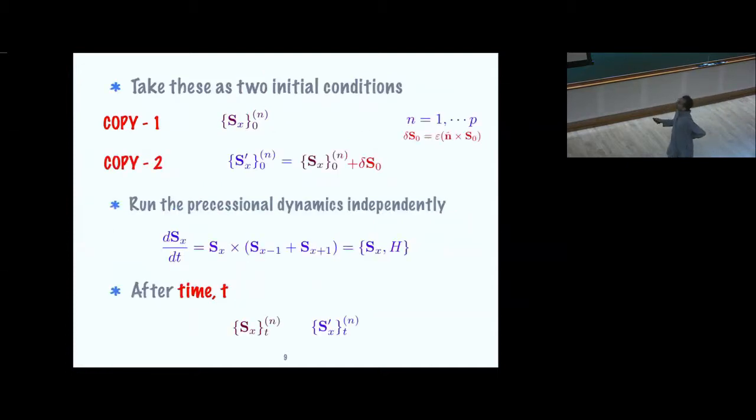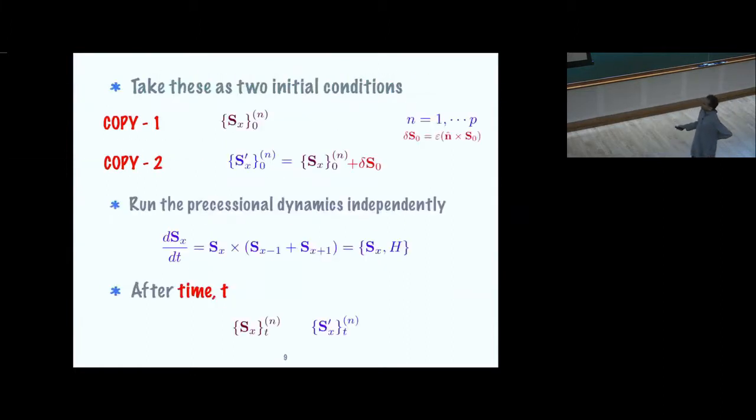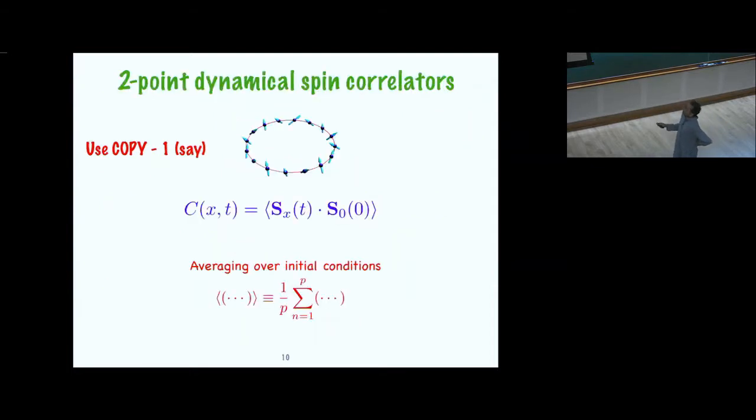Now we take these two configurations as initial conditions, and run this precessional dynamics independently for both copies. After time t, we generate two configurations which come out of this evolution. Once we have these copies, for different times t we can calculate the usual dynamical spin correlator. Say I use copy 1; there's no difference really between copy 1 and copy 2 as far as this is concerned. I calculate the correlator between the spin at site x and time t, and the spin at site 0 and time 0, and average over initial conditions, all the P configurations.